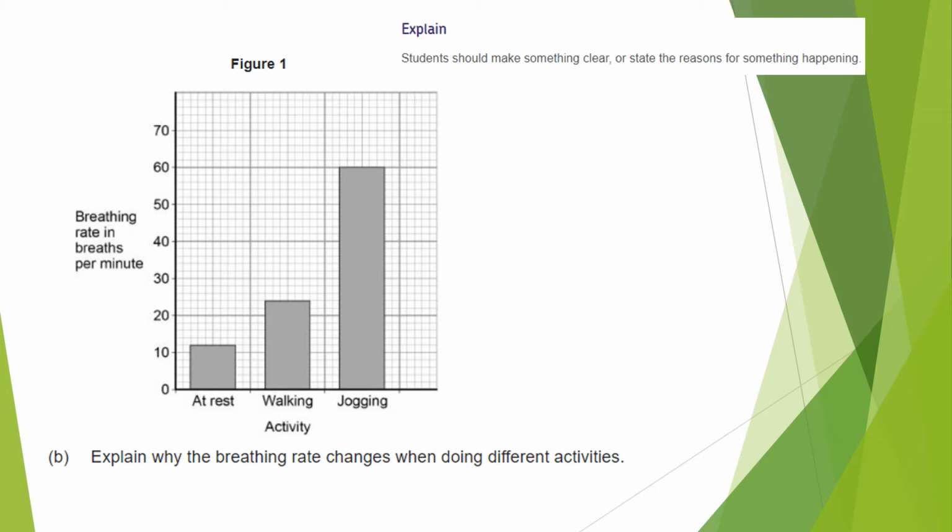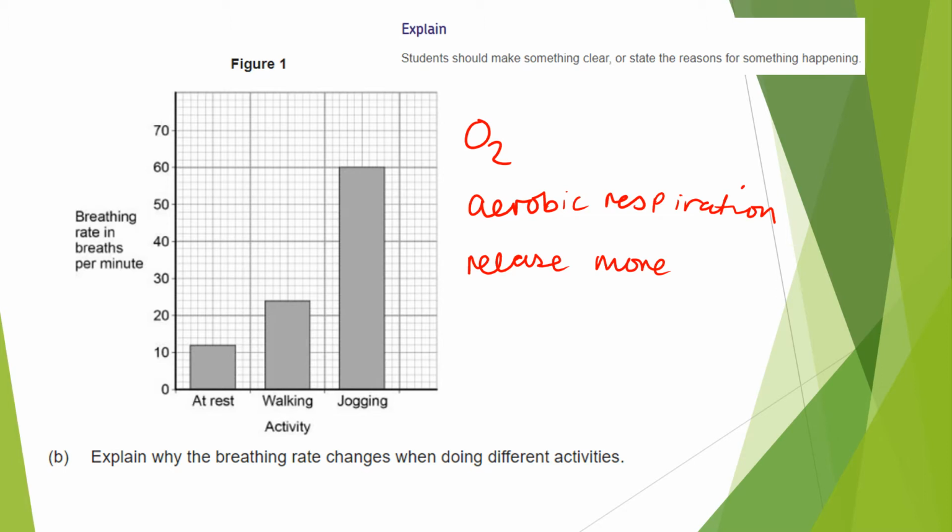Now, you could say to supply more oxygen. You could say for aerobic respiration. So we need oxygen for aerobic respiration. And also, the reason for that is to release more energy. So can you see? I've taken you on that journey, okay? And we are explaining why we see these differences in the breathing rates.